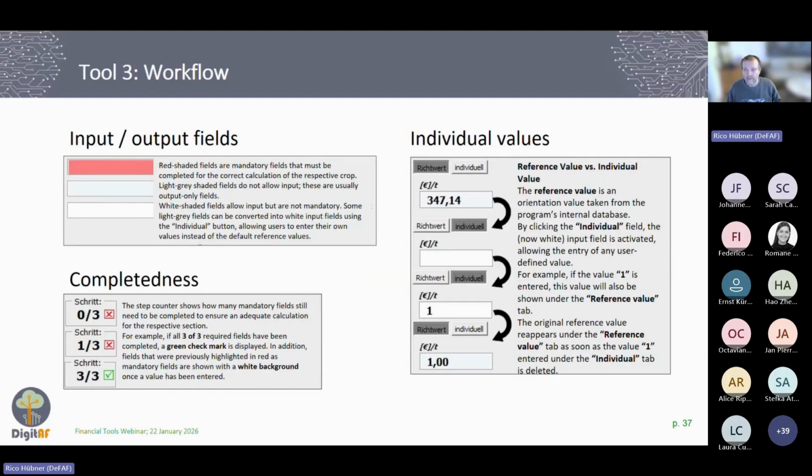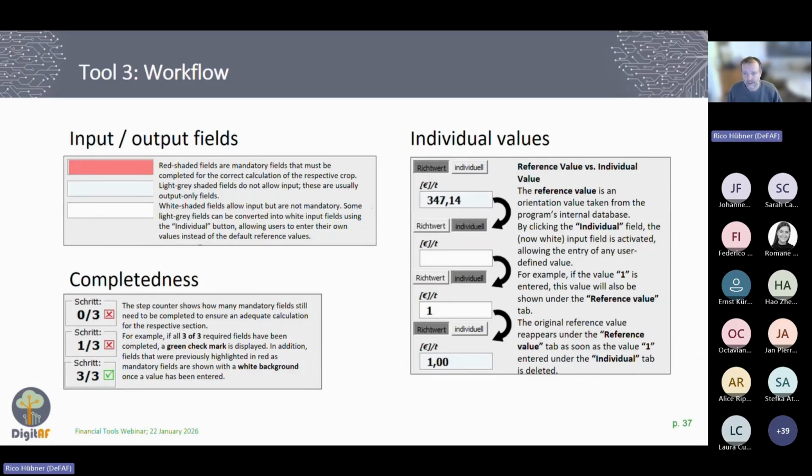Coming to the program, it's pretty straightforward. So it's using a color scheme, and that means if there are any fields that are marked red, these are absolutely mandatory fields that need to be filled out. But the good part is that often we have default values that you can change in case you're not too sure what to put in.